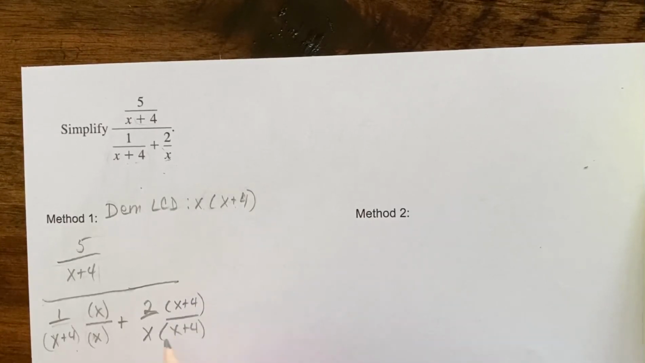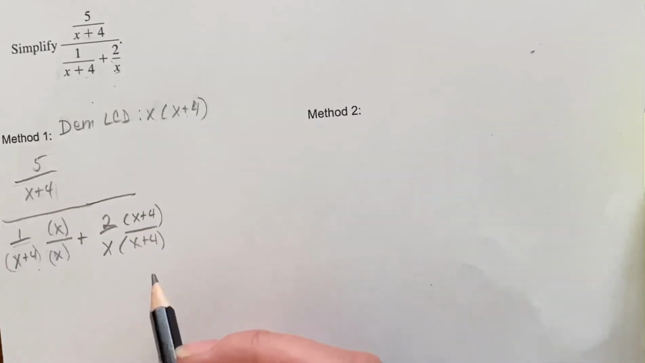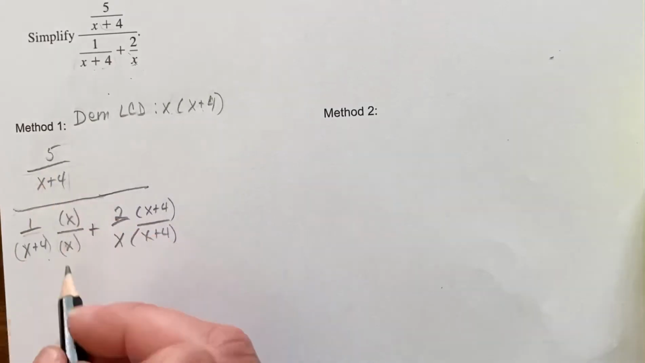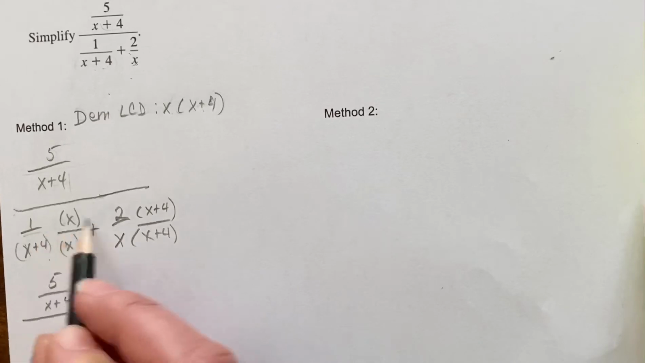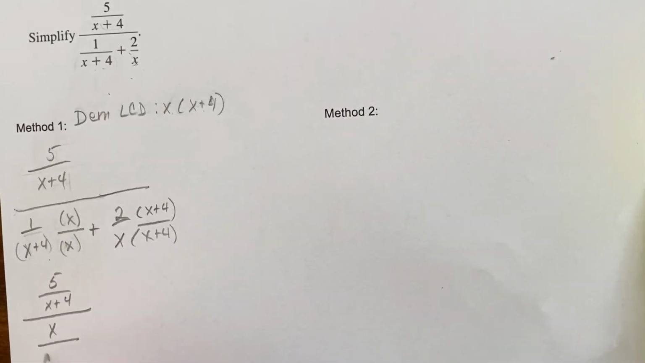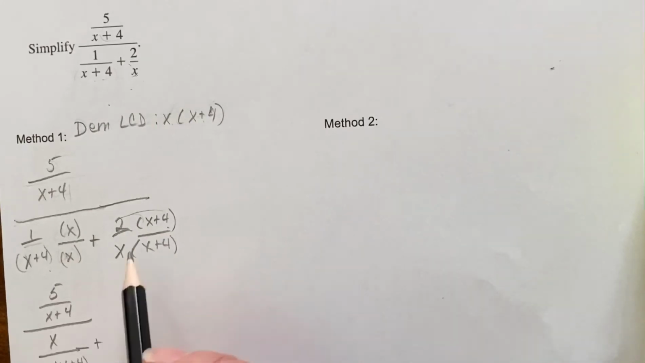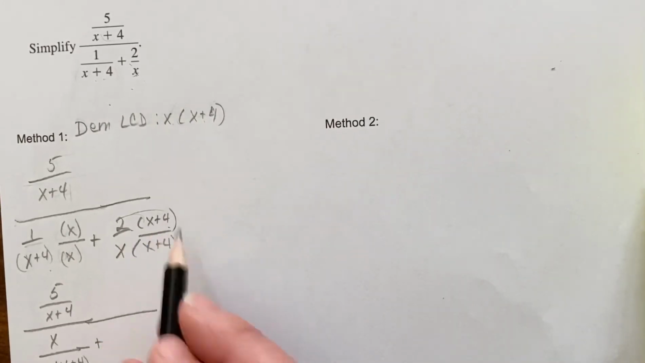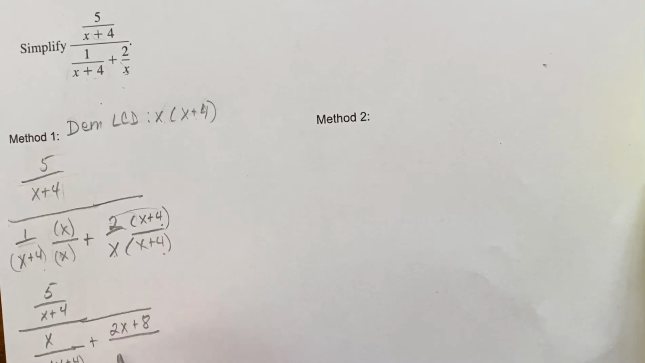Okay, so once we have that, now we can multiply out in the denominator. Again, our 5 over x plus 4, excuse me, doesn't change. And in my denominator, I get x divided by x times x plus 4. And I'm going to add that. I'm going to go ahead and distribute also just to save some steps in the next part. My numerator here, 2x plus 8. And then again, my denominator.